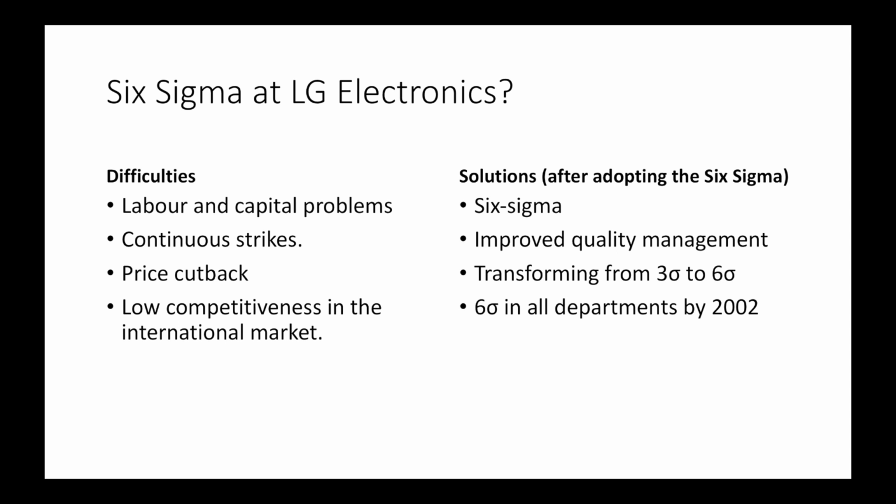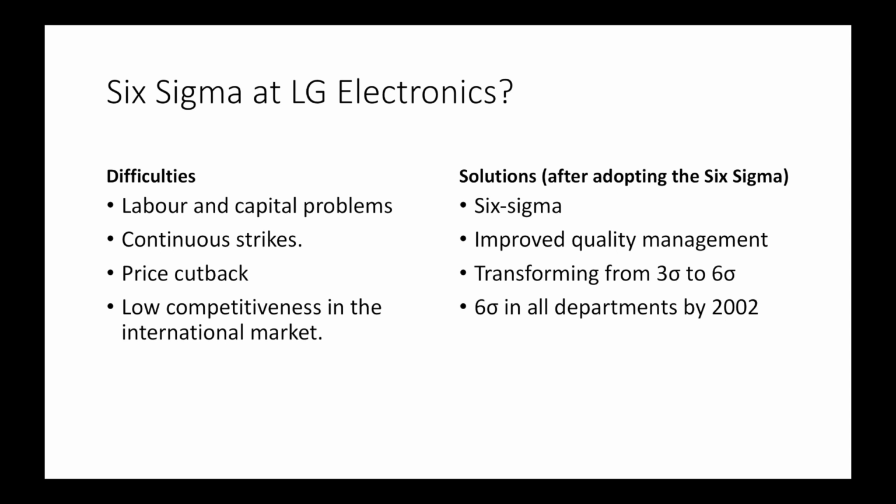The solution was to adopt the Six Sigma idea, and they did it in steps and wanted to develop the idea from being a 3 Sigma level in the beginning of 1990 to be on a 6 Sigma level in all departments, including manufacturing, research and development, and transactional in the end of 2002. As I mentioned earlier, by the year 2000, LG Electronics received the first Six Sigma Quality Prize.